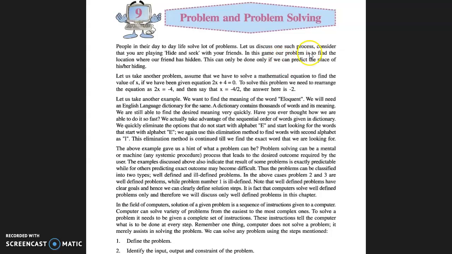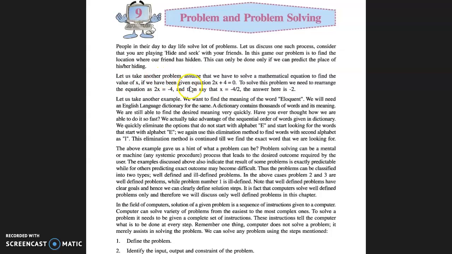Consider that you are playing hide and seek with your friends. In this game, our problem is to find the location where our friend has hidden. This can be done only if we can predict the place of his or her hiding.